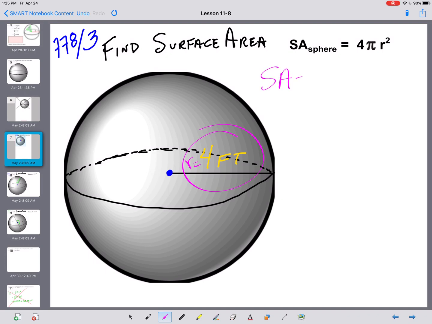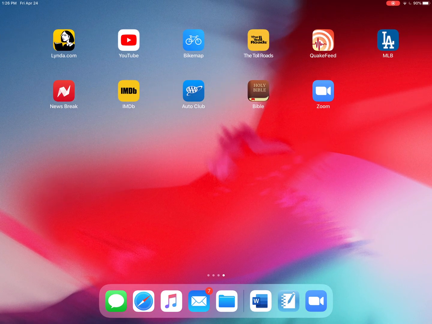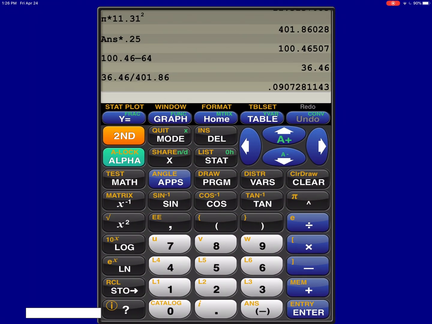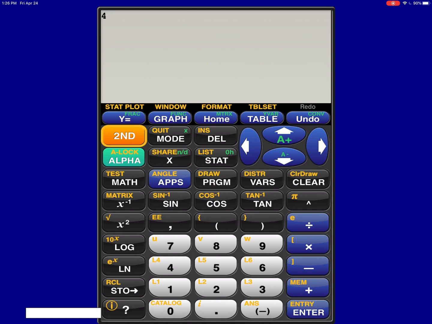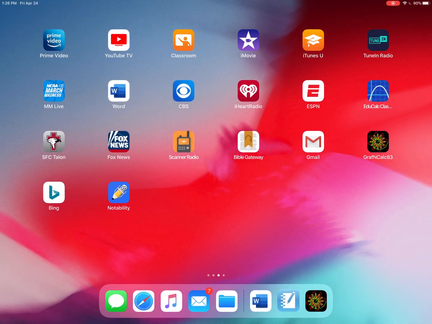Surface area of a sphere. We've got 4 pi 4 squared. Let's do it in the calculator. Okay, clear it out. We've got 4 pi times 4 squared. 4 pi r squared, that's the surface area formula. There it is, 201.06.